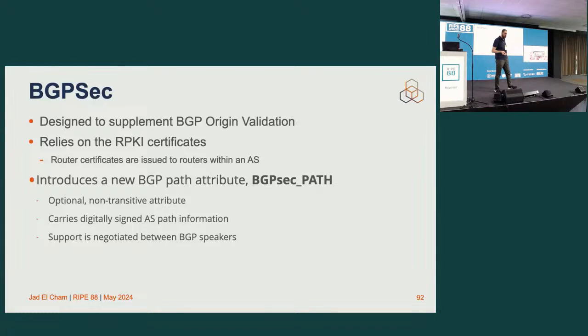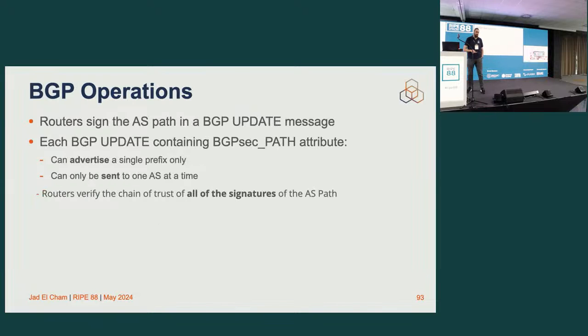It carries digitally signed AS path information, and the support is negotiated between the BGP speakers. So at the very beginning, when we're opening the BGP session, we send the BGP open message. There's the capabilities exchange, and this is when we negotiate if we can do BGP SEC or not. If both of us do BGP SEC, then we start using it. If not, we don't use it, as simple as that.